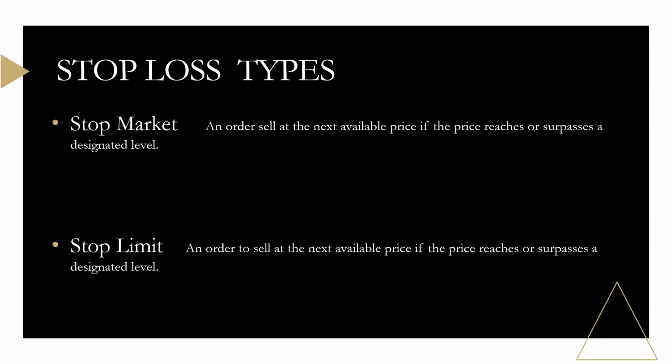Stop loss orders come in a couple of different varieties. There's the stop market, there's the stop limit, and there's also the trailing stop. The trailing stop, we're going to talk about in a second. But a stop loss is an order to sell at the next available price if the price reaches or surpasses a certain level. And to understand the differences between these two particular stop loss orders, we have to go back to our previous episode where we talked about the differences between a market order and a limit order.